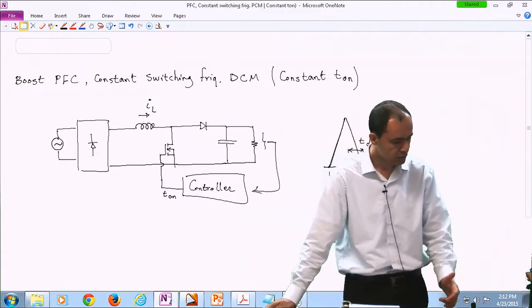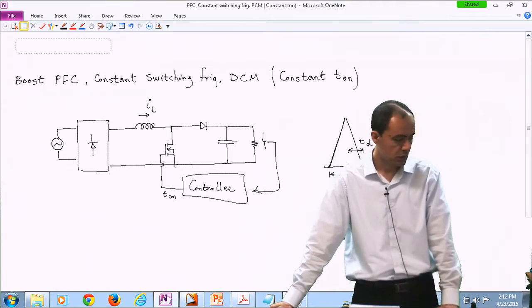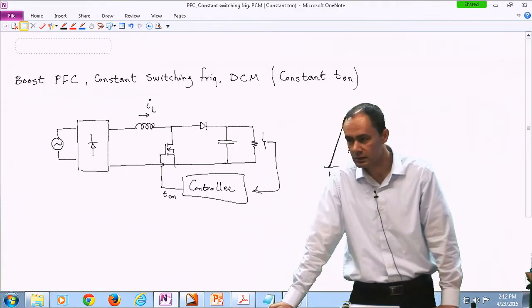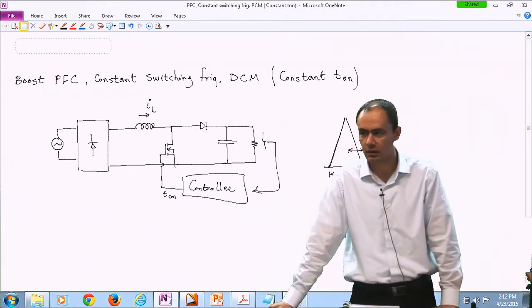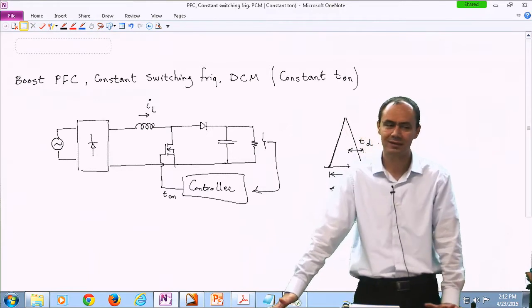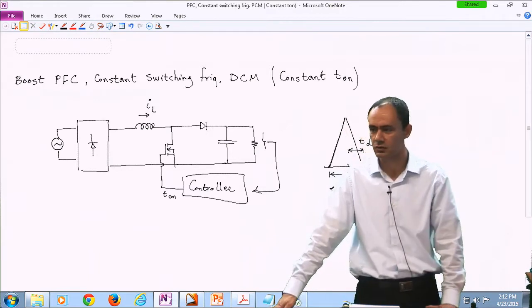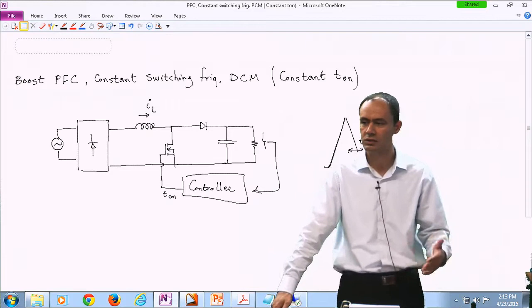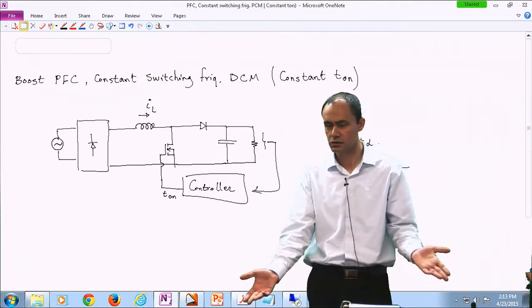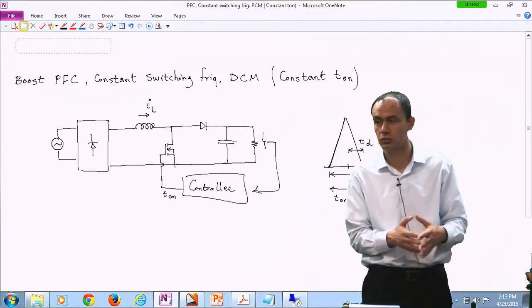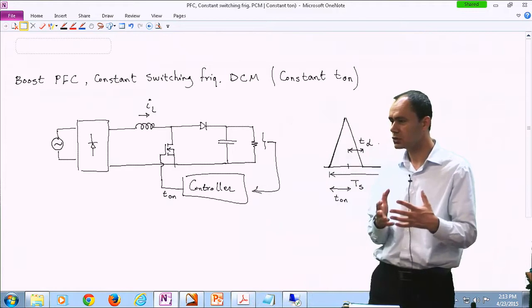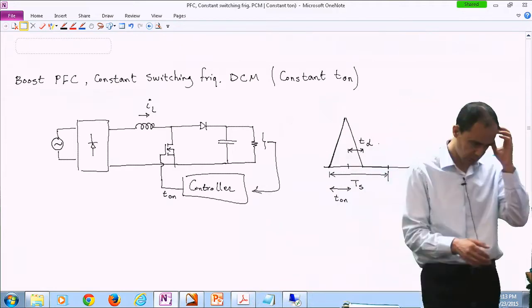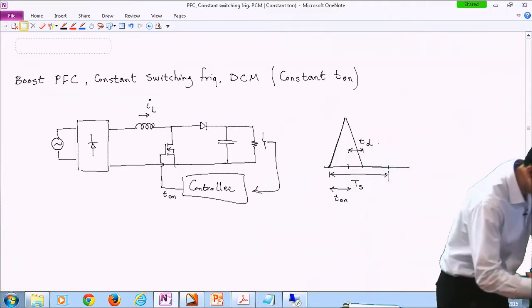The other good thing about this approach is we are controlling the current, but we are not even measuring the current. So very simple. You don't even need a current sensor. What you do is indirectly controlling the current. So we are doing a current mode control a little bit, but we are not even measuring the inductor current. So no inductor current measurement.